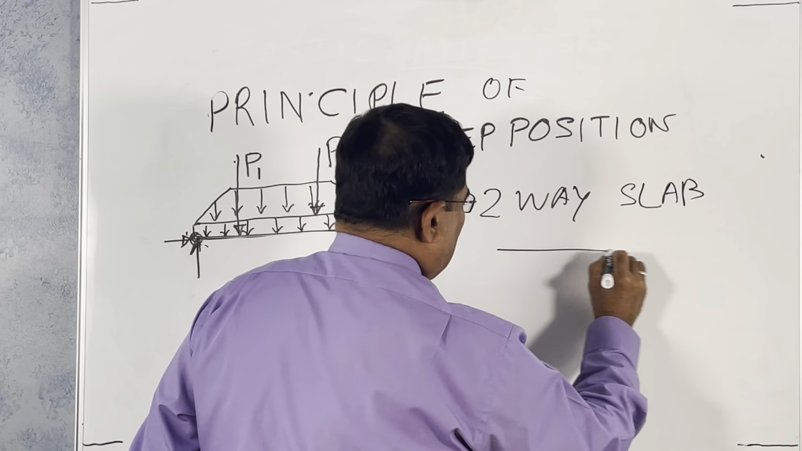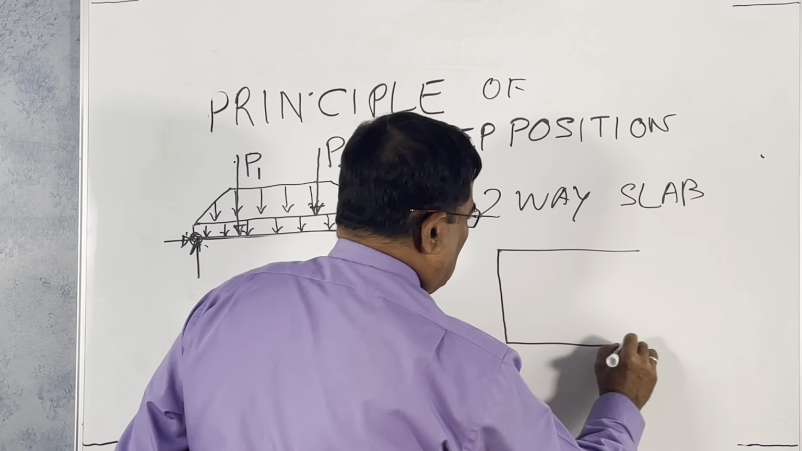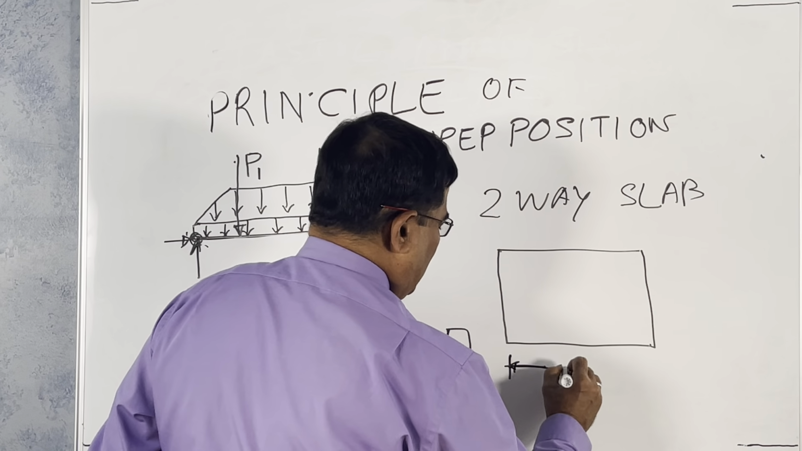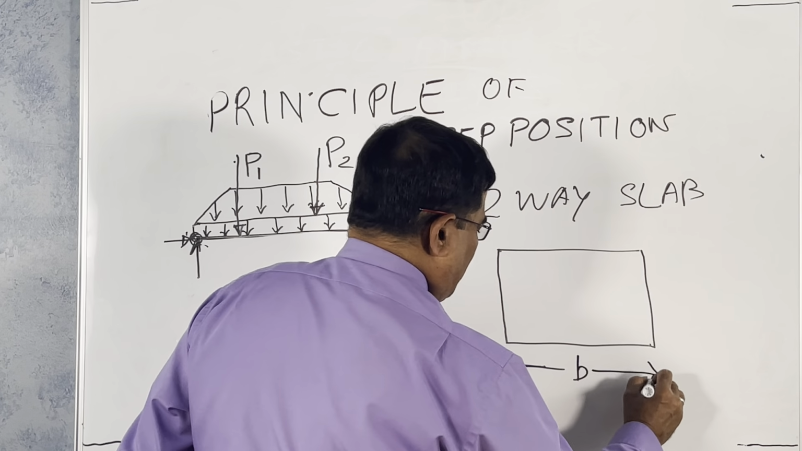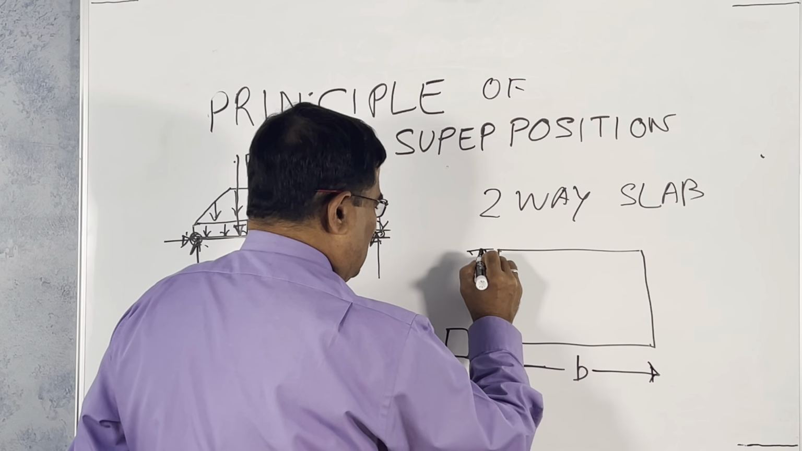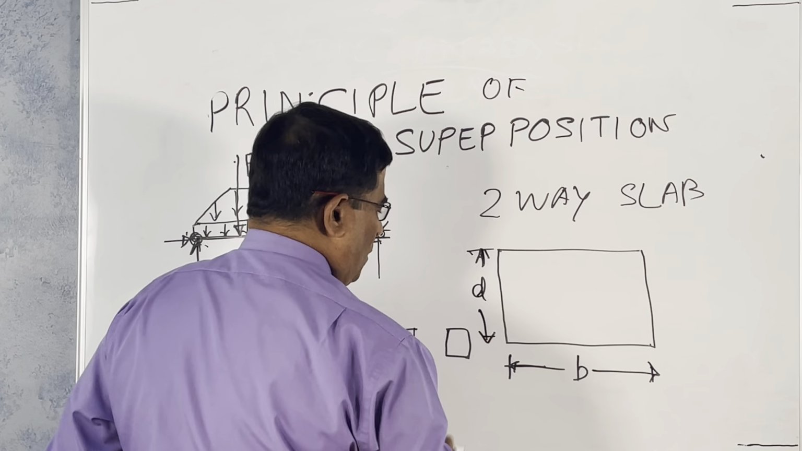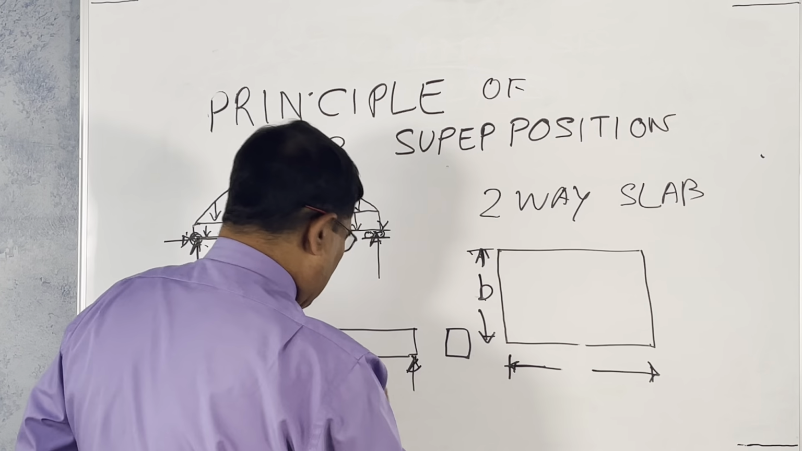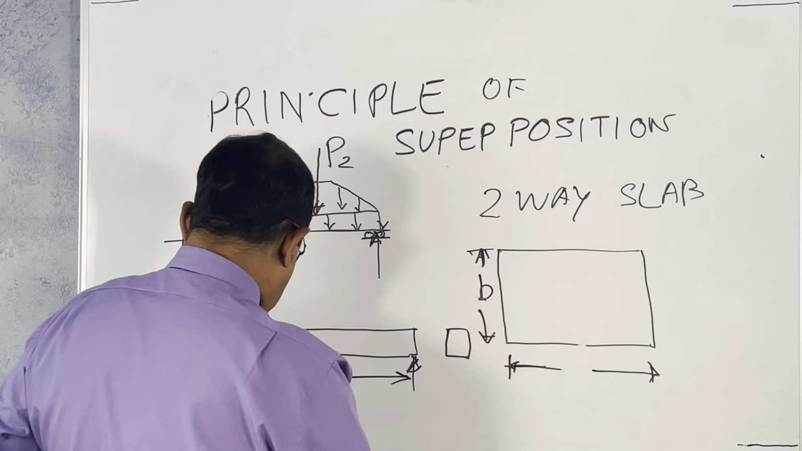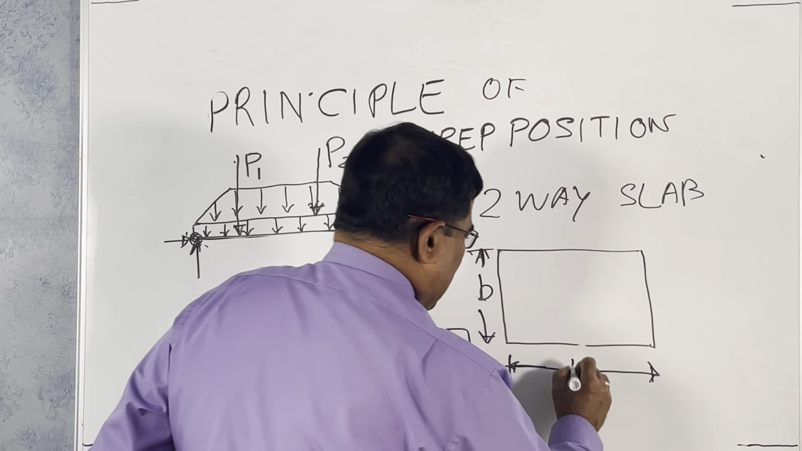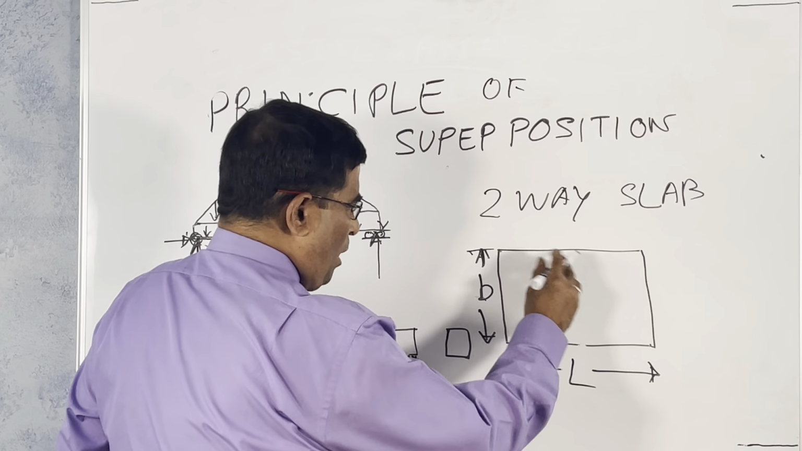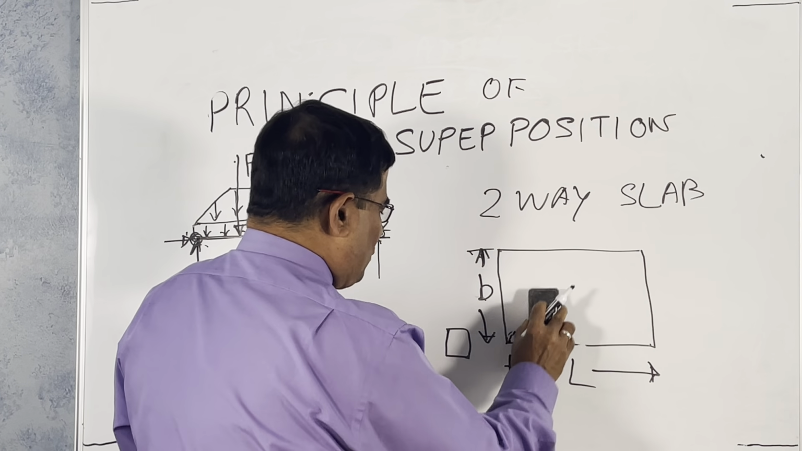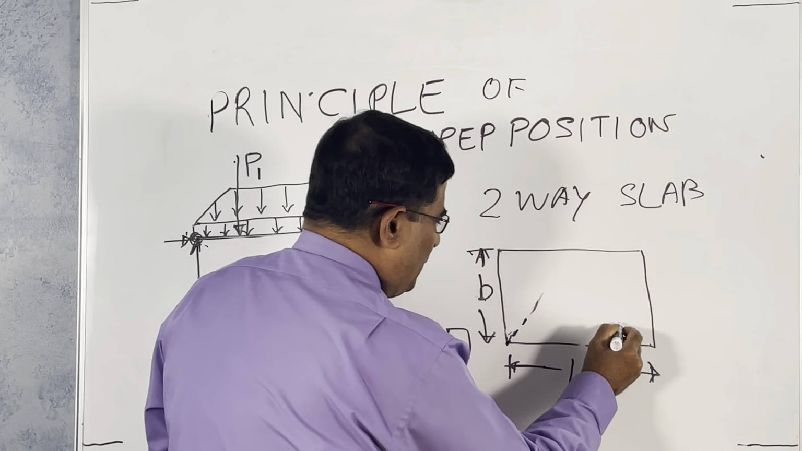Two-way slab means if you have a slab like this, a roof or floor like this, where B is the breadth and this is L. The load from this slab will be distributed, if it is at a 40-degree angle, you draw a line at 40 degrees.